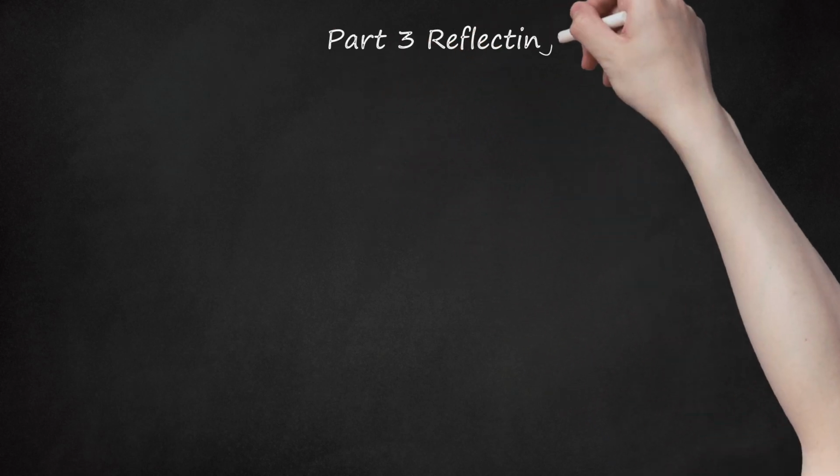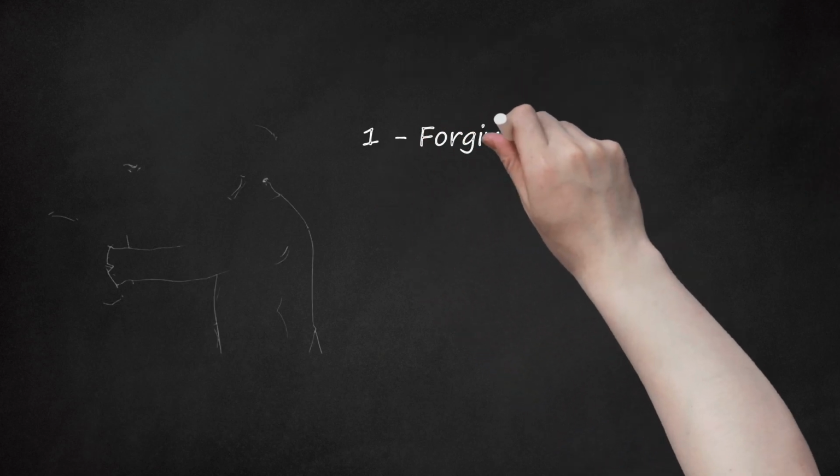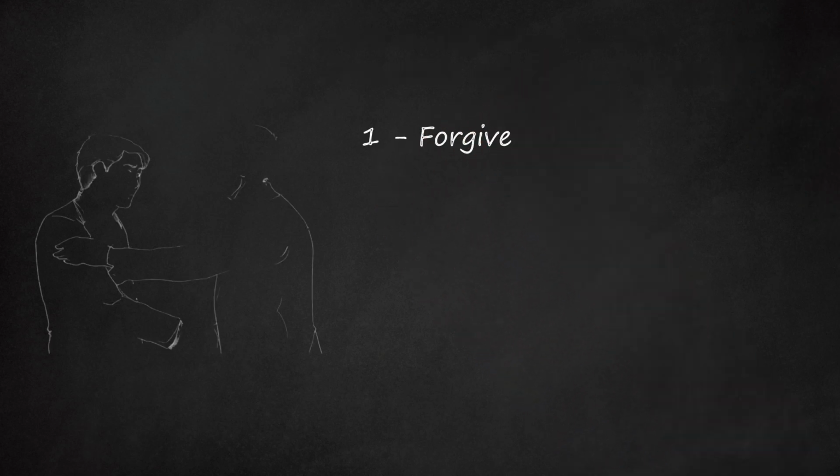Part 3. Reflecting on your friendship after you reconnect. 1. Forgive. Notice that this step comes after apologizing. Not only do you need to forgive a friend that you hope to continue having a relationship with, you need to forgive them even if they don't apologize.